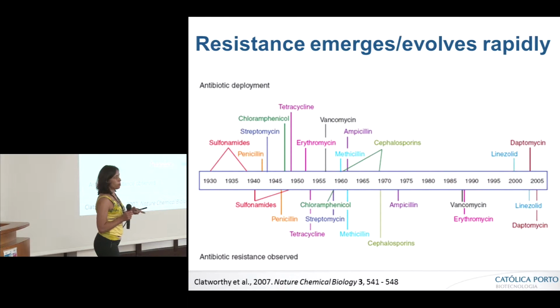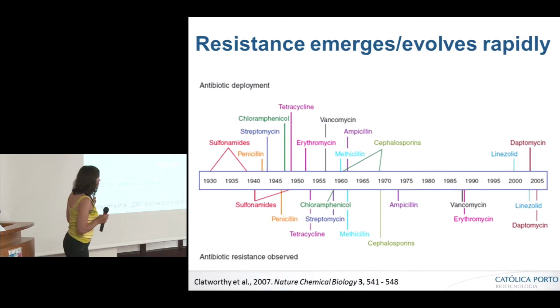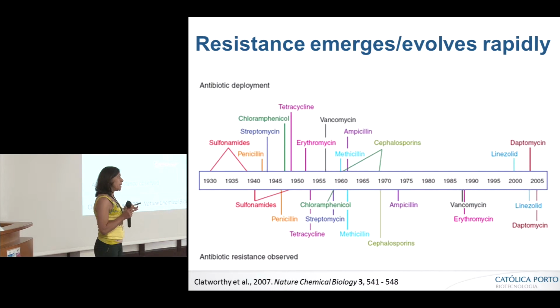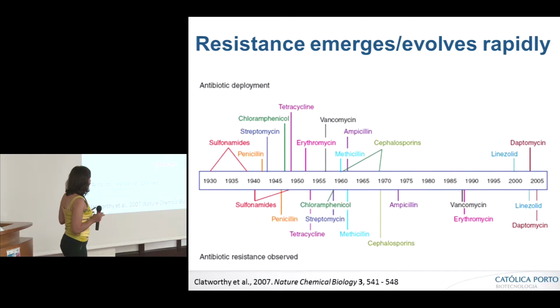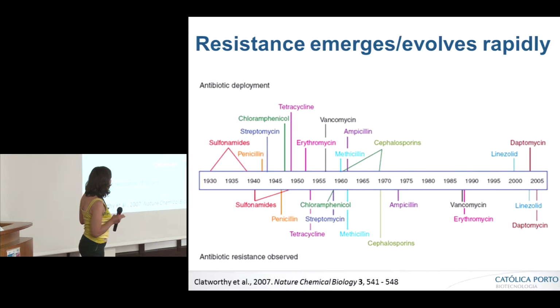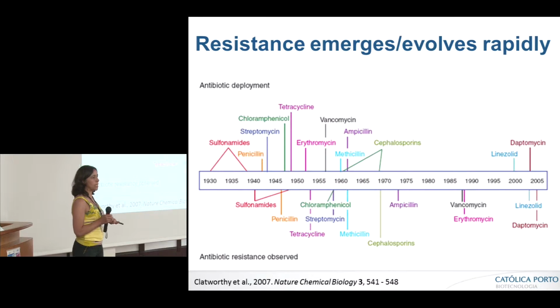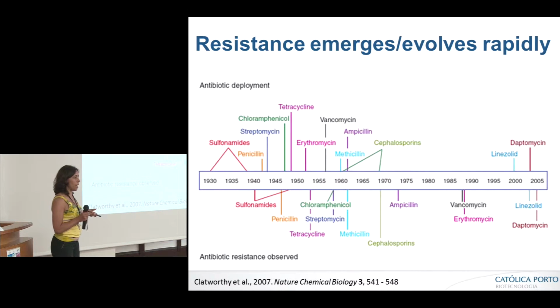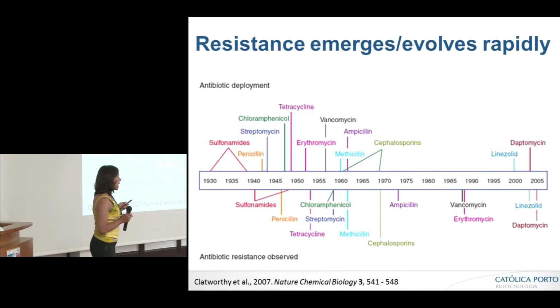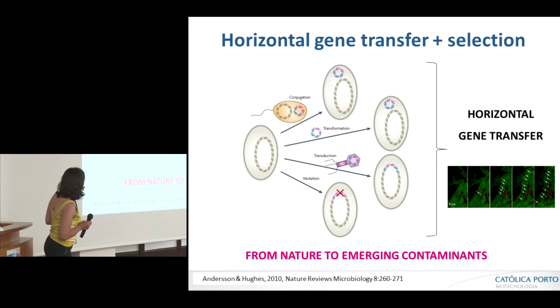Before talking about water and antibiotic resistance, I would like to say a few words about its nature. It emerges and it evolves very, very rapidly. Here we can see the dates when some antibiotics became available in the market, and below we can see the short period of time that was needed for resistance to become a problem in the clinical settings. Antibiotic resistance can evolve very, very rapidly, and this is really frightening.